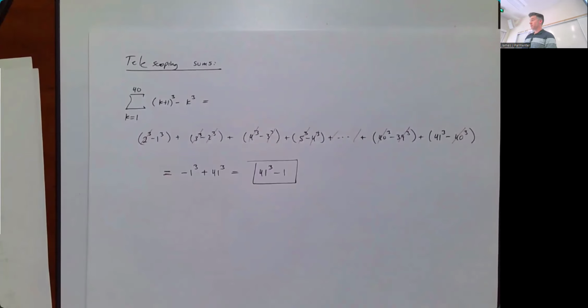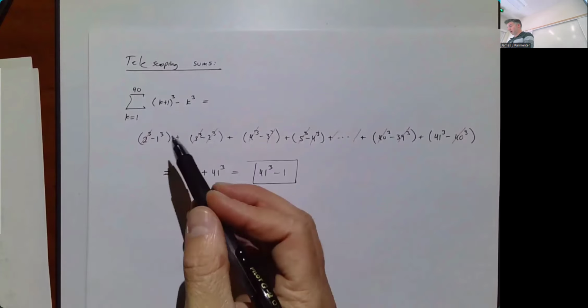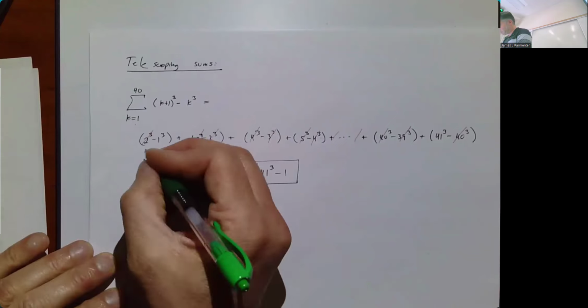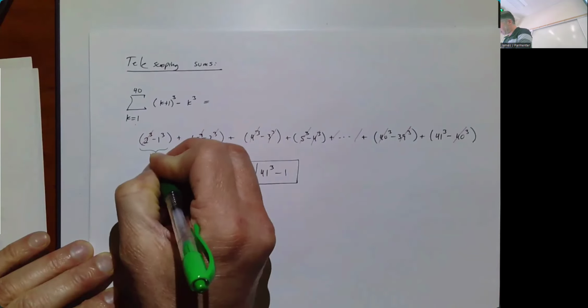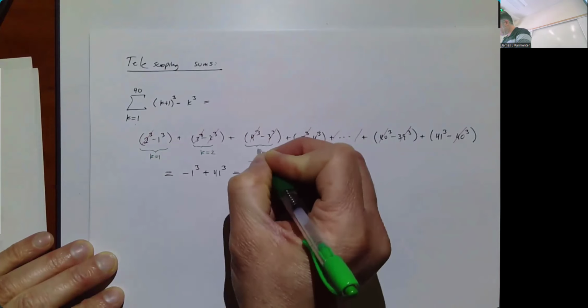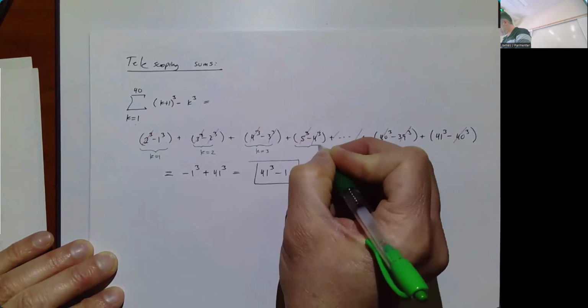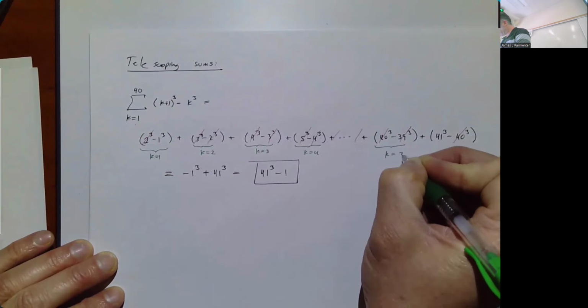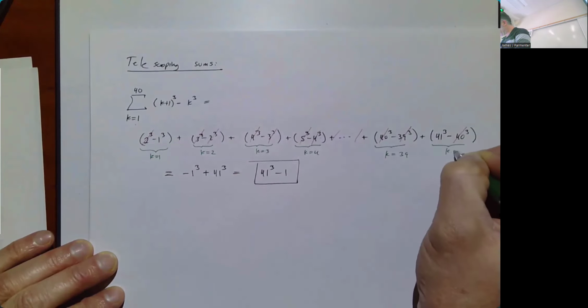Wait, how did they work? Like you multiply negative. I didn't multiply anything. So I plugged in. So right here, this is when k equals 1. This is when k equals 2, k equals 3, k equals 4, k equals 39, k equals 40.